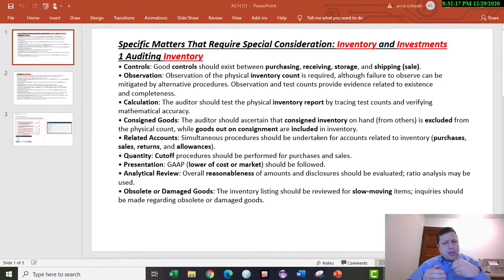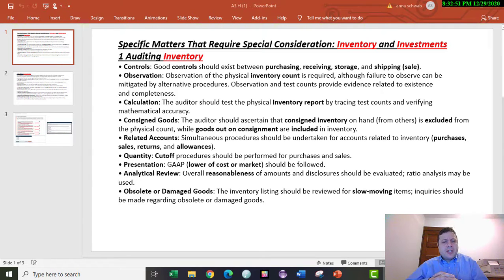Related accounts. When you're auditing inventory, you should simultaneously audit purchases, sales, returns, and allowances. Quantity. Cutoff procedures should be performed for purchases and sales. Presentation. According to GAAP, you have to report inventory at the lower of cost or market. Analytical review. Overall reasonableness of the amounts and disclosure should be evaluated. Ratio analysis may be used.